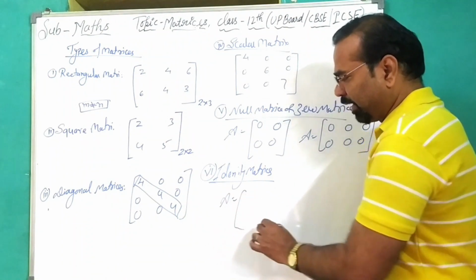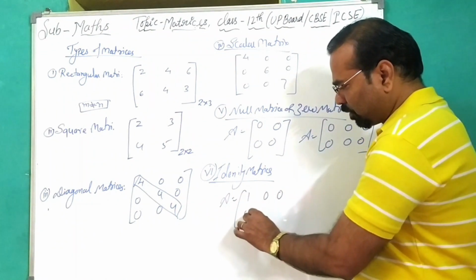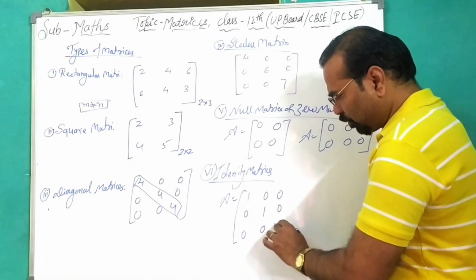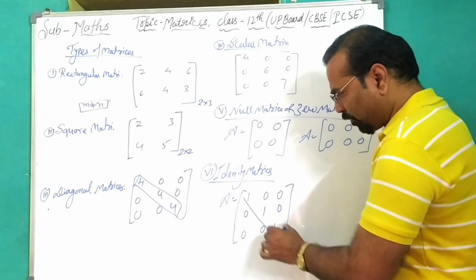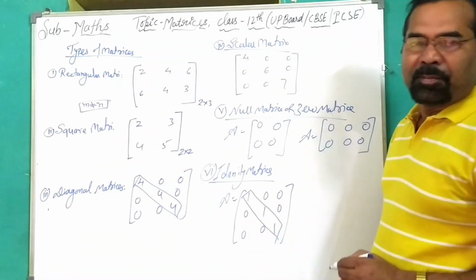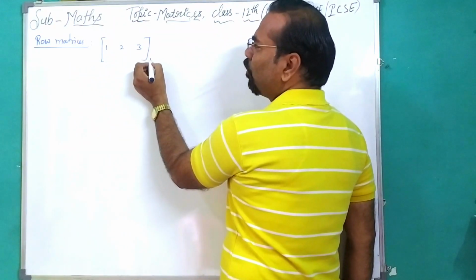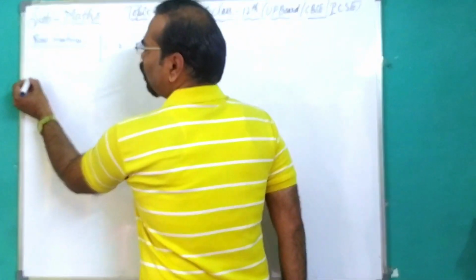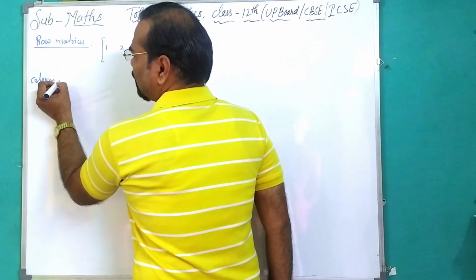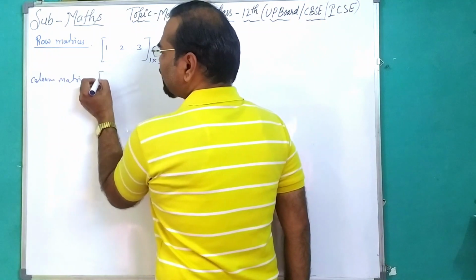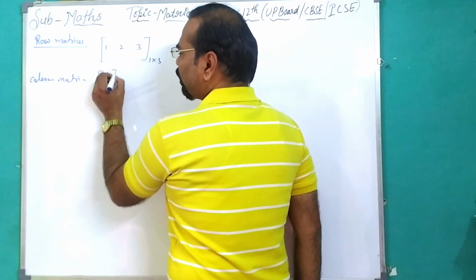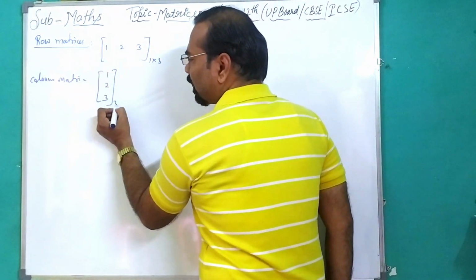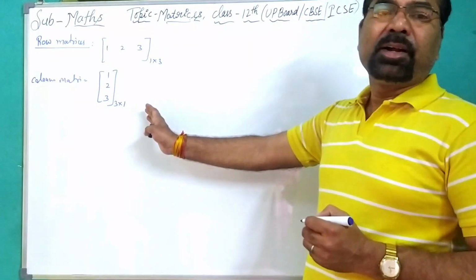Like that, A is 1 0 0, 0 1 0, 0 0 1. The diagonal value is always 1, that is called an identity matrix. Okay, if there is only 1 row and columns 1, 2, 3, that is called a row matrix. Next one is a column matrix. A column matrix means there is only one column and different rows. Here the column is 1 and the rows are 1, 2, 3, so it is a 3 cross 1 matrix, that is called a column matrix.